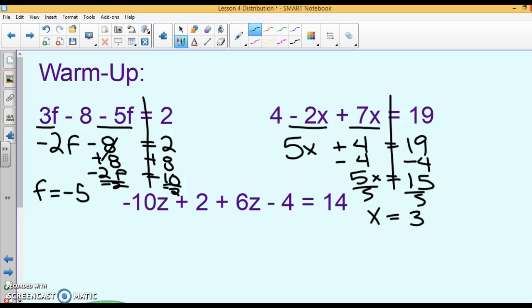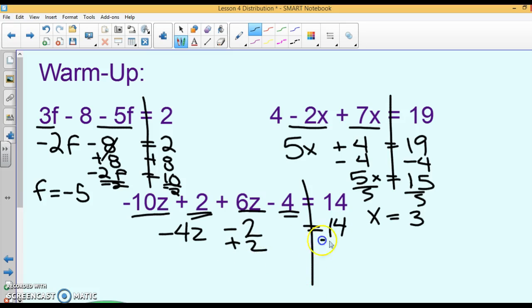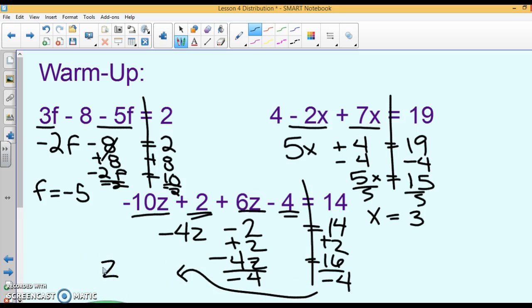And then for our last one, this one's a little bit longer, but we're all capable of doing it. Split that up. I have negative 10z and 6z, but then I also have a 2 and a negative 4. So if I was to combine these two terms first, I would be left with negative 4z, and then if I did 2 minus 4, I would have negative 2 equals 14. I can add 2 to both sides. I'll get negative 4z equals 16. Divide by negative 4 on both sides. And I'm left with z equals negative 4.